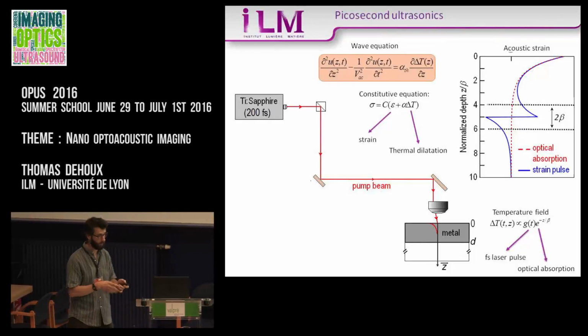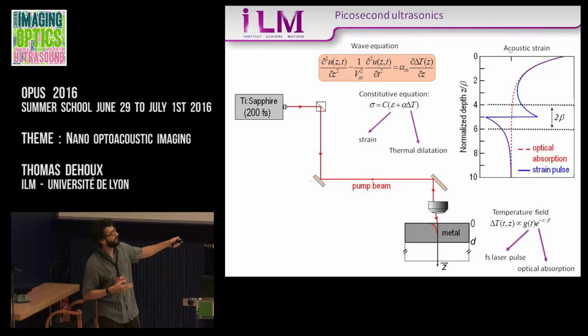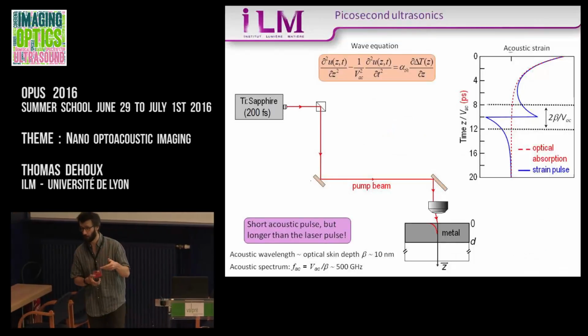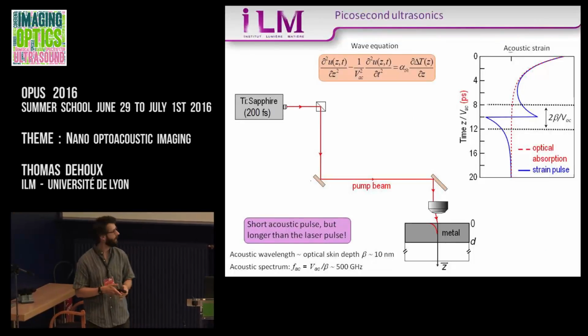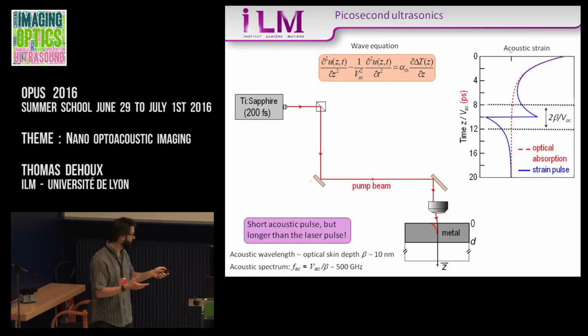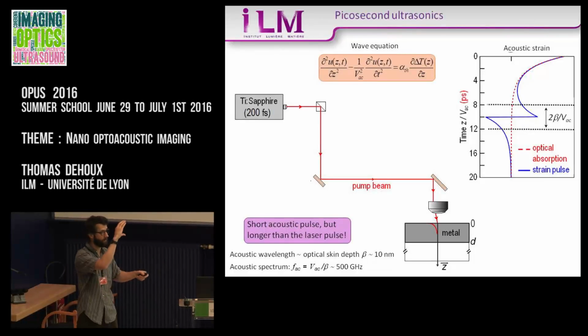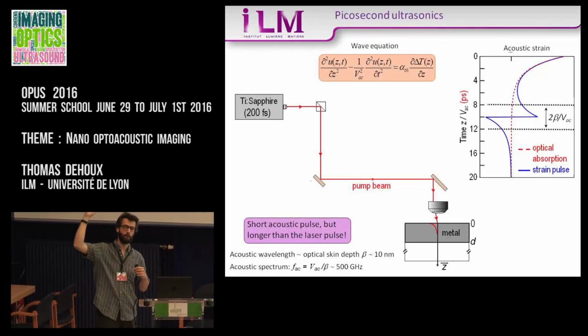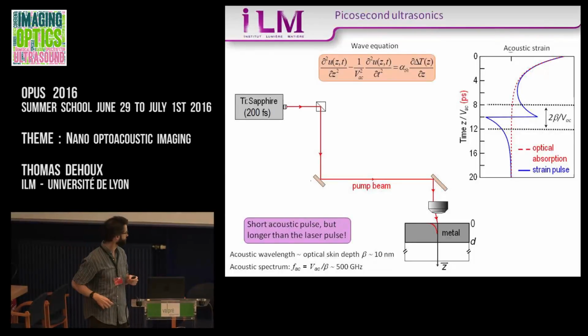If I have an optical skin depth of 10 nanometers, I will have an acoustic pulse with a center wavelength of 10 nanometers. If I convert this into time just by putting in the sound velocity inside the metal, I get typical frequencies of 500 gigahertz. And if I'm able to tune the absorption depth of light, I can go even to terahertz frequencies.